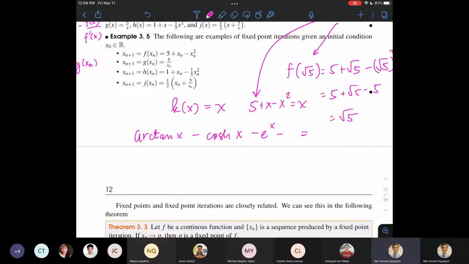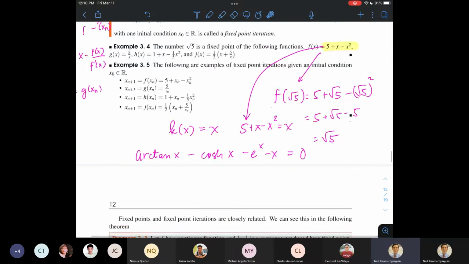Mag-subtract ka lang ng x from both sides. So basically, you're looking for the root of this guy. Tapos ito yung ginagawa natin since we started Math 175, looking for techniques on how to solve equations like this. Kaya makikita nyo, mukhang ang kakalabasan din talaga nitong mga fixed point iterations ay solving for roots of nonlinear equations, all right? Or nonlinear functions. Okay, so but that's how you find fixed points for at least elementary functions.